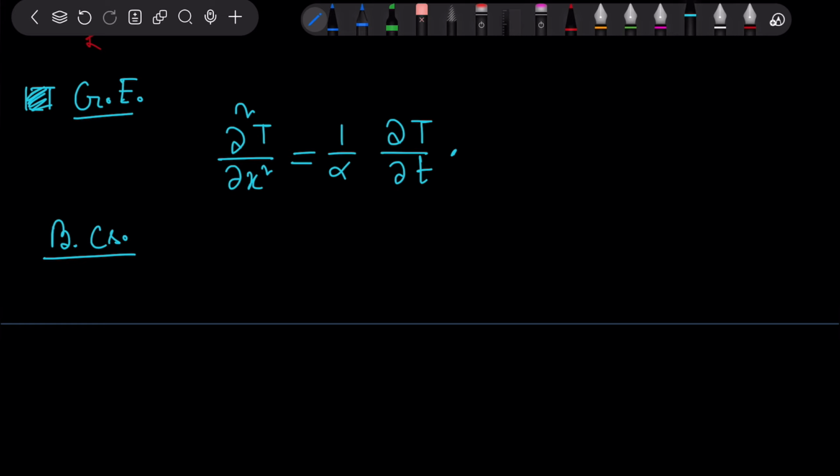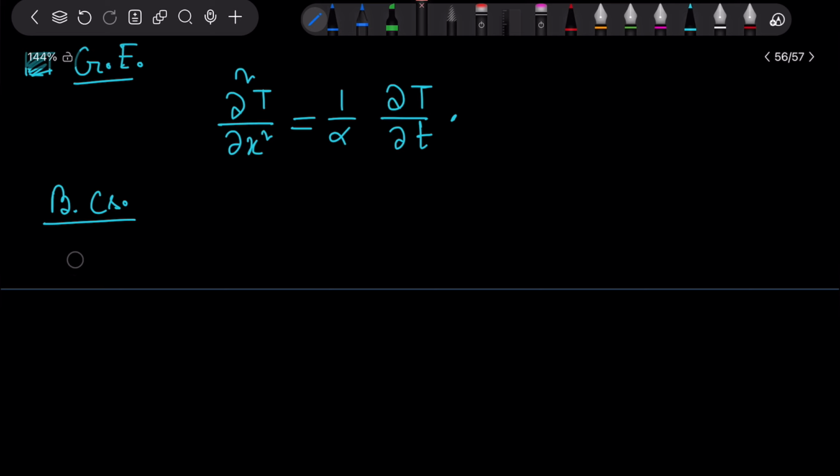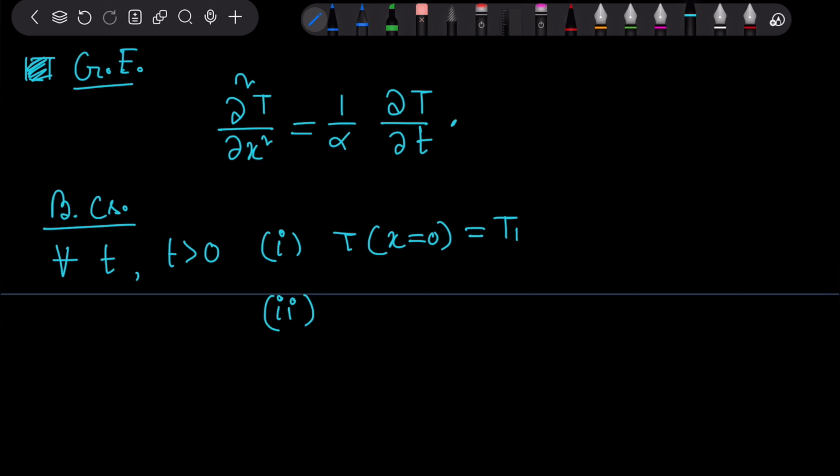So the boundary condition is, for all t greater than 0. This sign indicates "for all." So for all t greater than 0, I have T at x equal to 0, that is T1, and T at x equal to L, that is T2. Correct? Okay.